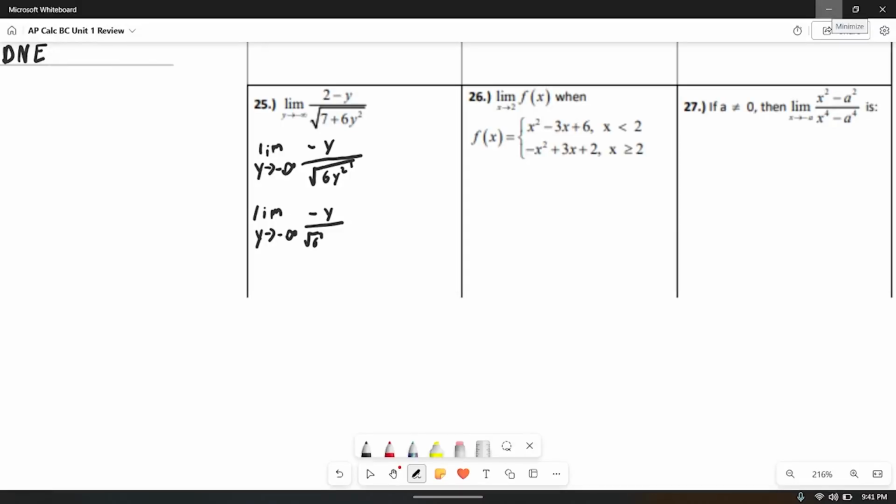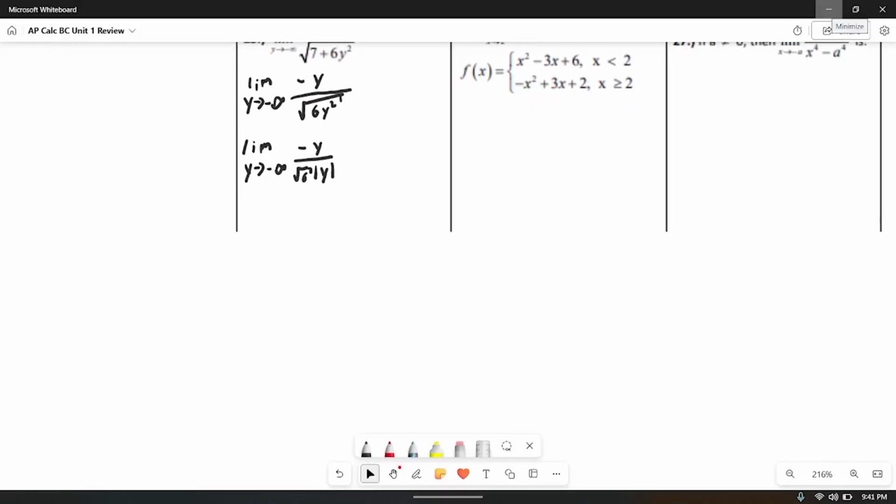Now be careful with this one. The square root of y squared is the absolute value of y. So you can't just cancel this out like you normally would. Since we're approaching negative infinity, if we plug negative infinity into this bottom number, it's going to become positive. If we plug negative infinity into this top number, it's also going to become positive. So the answer is going to be positive. And once we know that, we can just not think about the y's because they're the same degree. So then we know the answer will be 1 over root 6, not negative 1 over root 6.